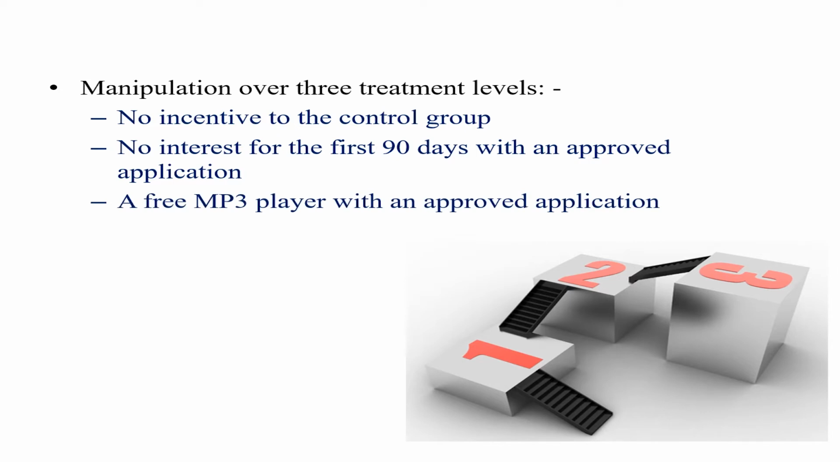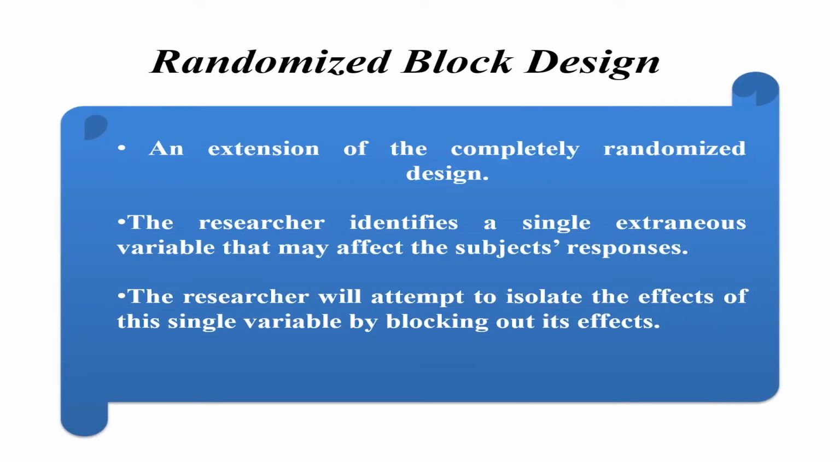The second, that is, the randomized block design. The randomized block design is an extension of the completely randomized design. In this case, the researcher identifies a single extraneous variable that may affect the subject's responses. The researcher will attempt to isolate the effects of this single variable by blocking out its effects.